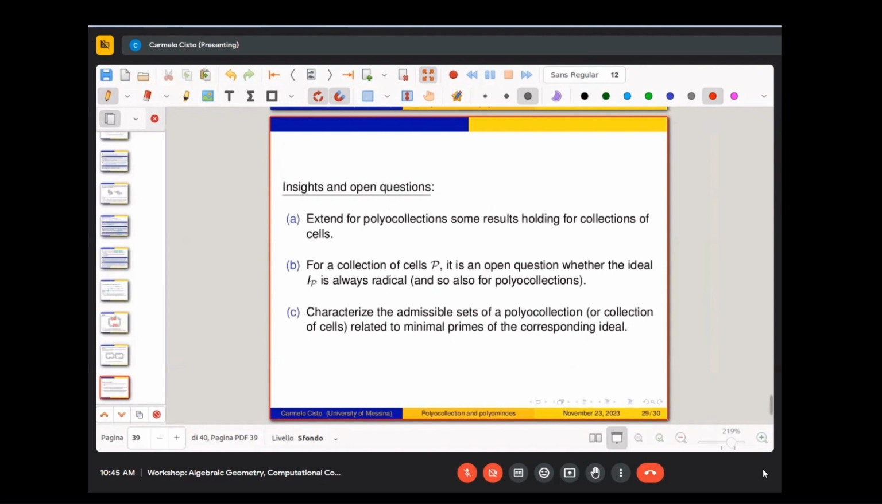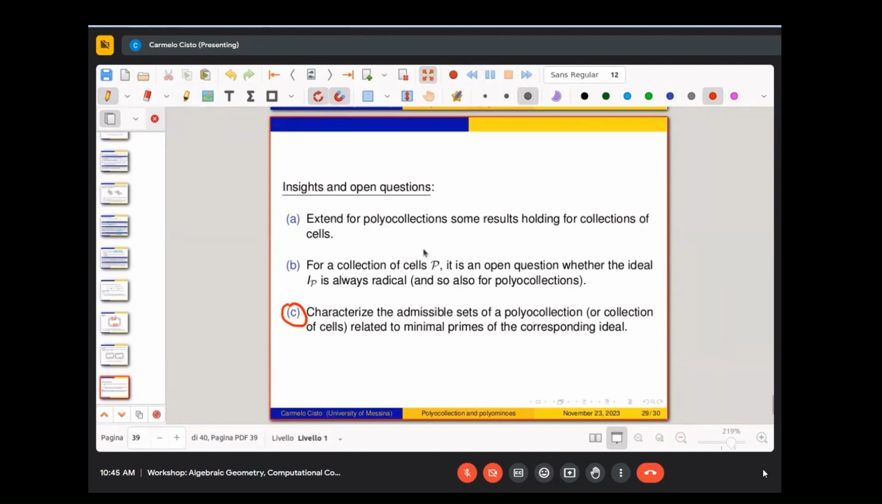So this is in particular one of our main questions. In this case, question C, that is: how is it possible to characterize the admissible sets associated to minimal primes for a collection of sets, or more generally also for polyomino collections? This is a good question in order to characterize, or to provide combinatorially, the minimal primary decomposition for collections of sets, or more generally for polyomino collections.